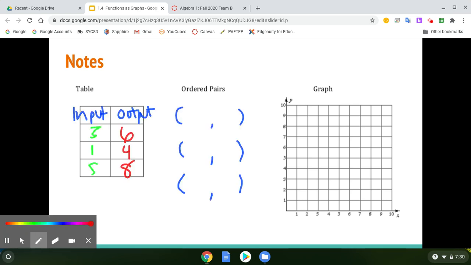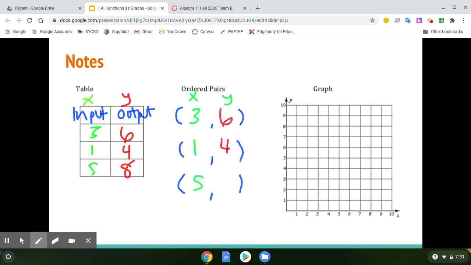As we discussed in section 1.3, the input represents the x values, which we might also call the domain, and the output represents the y values, which we would call the range. So to represent these as ordered pairs, I could, first of all, remember x always comes before y, just like in the alphabet. I could write my x coordinates and then fill in the corresponding y coordinates. All right, so these match up just like they do in the table.